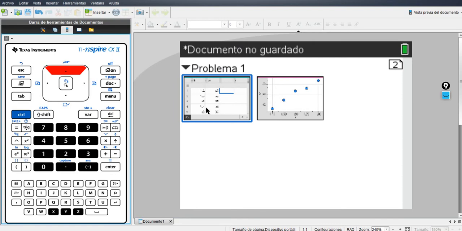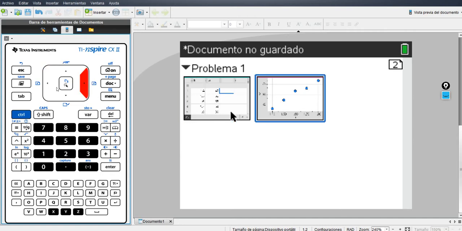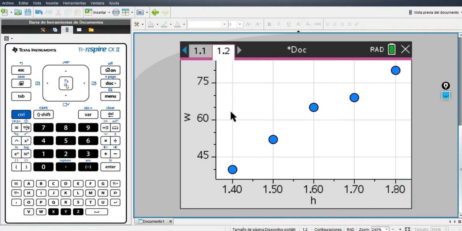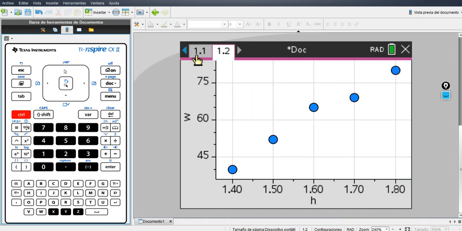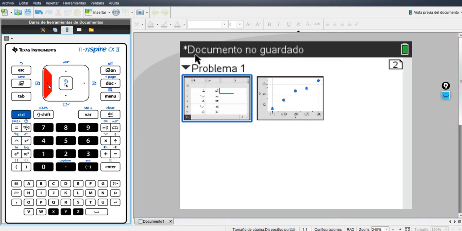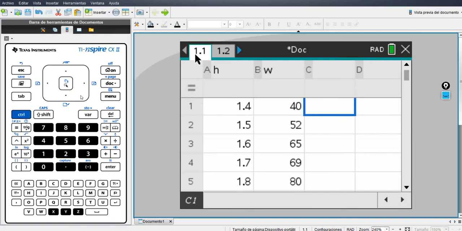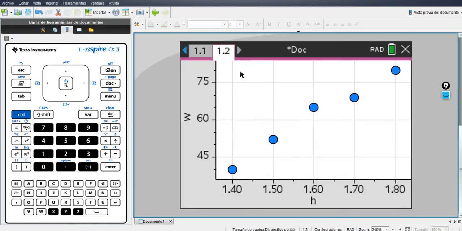This is the document 1.1. This is the document 1.2. So by clicking on this right arrow or the left arrow, you can choose that one. You see? And if I want to go to the previous one, I can do this. Okay. So that's it. That's my scatter diagram.